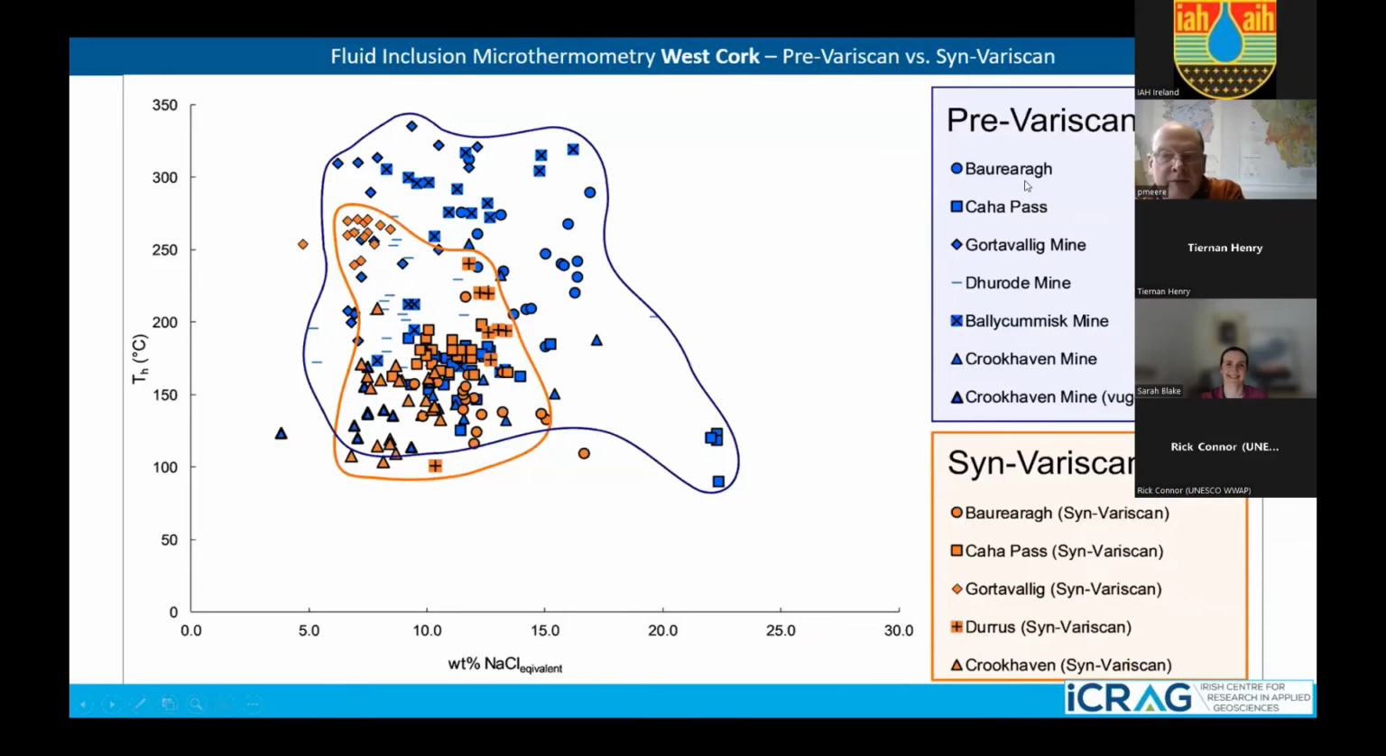Fluids, if we just look at, and this is from a few of the mines, again, it's not as clear cut admittedly as before, but we are seeing a shift towards the higher salinities in these earlier veins and lower salinities, cooler fluids associated. And this is from five or six of the bigger mines, other than Allihies, supporting what we were saying earlier.